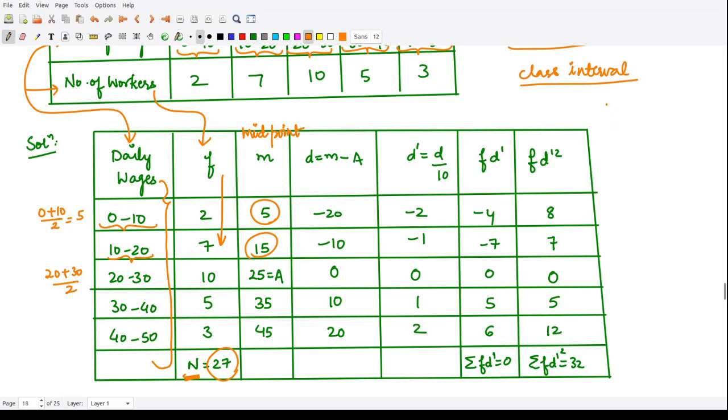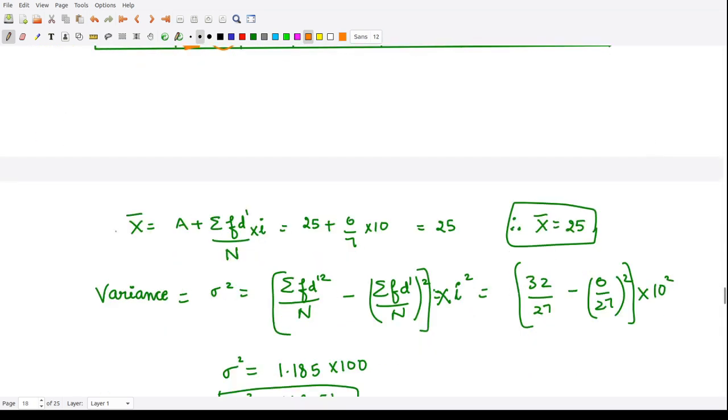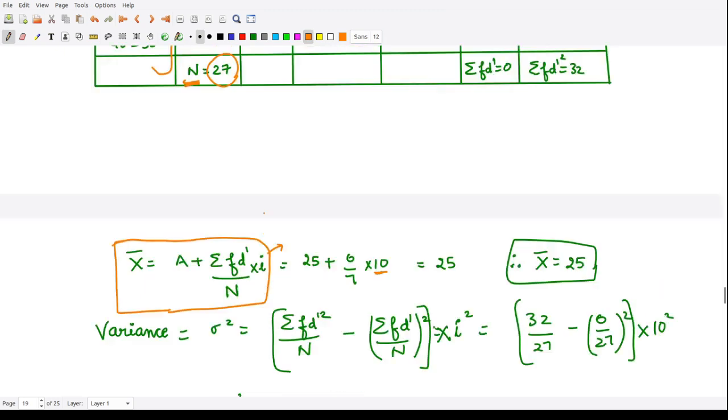Now here we are assuming our mean. In this case we are assuming the mean to be 25. It could vary from 25 because we are making this by assumption; the actual mean could be something else also. According to that, our formula would be: assumed mean plus the sum of the deviations, so we have A plus summation f into d dash divided by n, into I, where I is the length of the interval, which is 10 here, right?